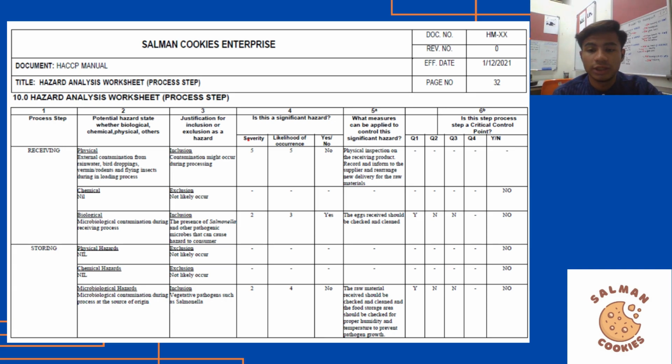Alright, so moving on to the hazard analysis in the process steps. The first step in our company is receiving. This step has a physical hazard, and it is not a significant hazard. Other than that, this receiving step also has a biological hazard, and it is a significant hazard. Next, the second step is storing. This storing step has a microbiological hazard, and it is not a significant hazard. So for both of these steps, it is not a critical control point, which is CCP.